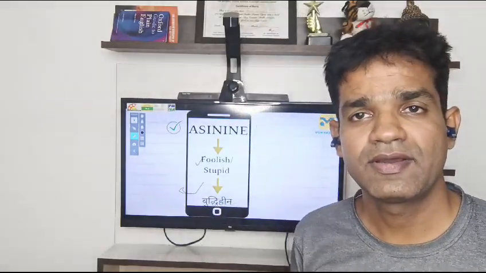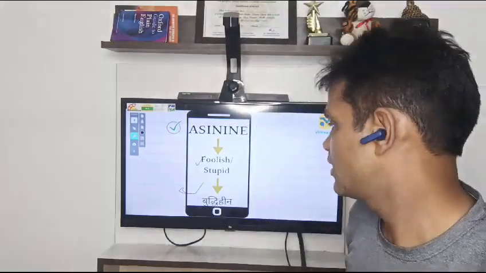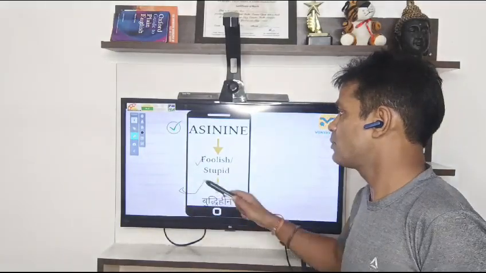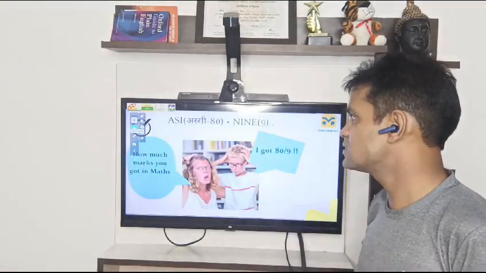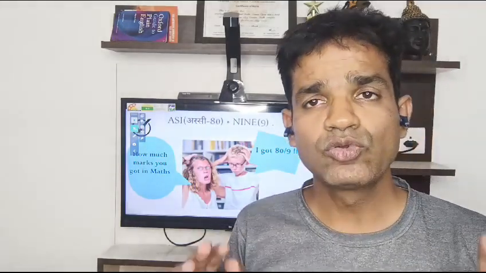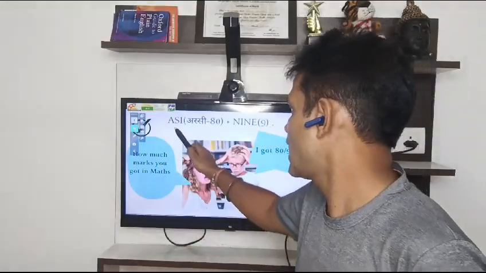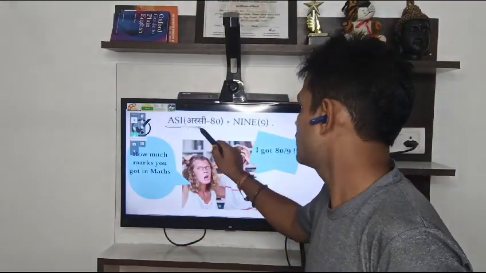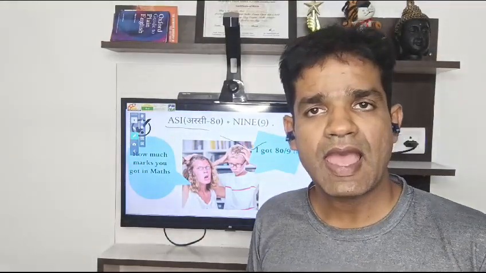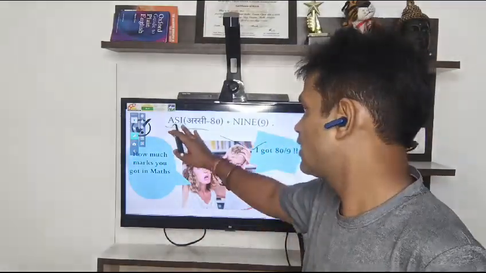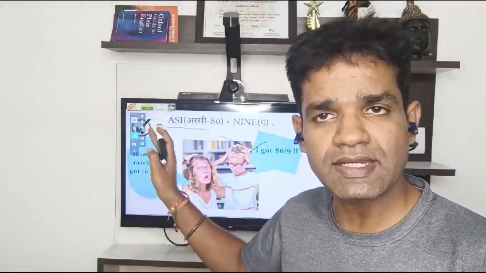Now, the most important thing. What is the technique to remember the meaning of this word? So the technique is कि हम asinine को दो words में divide करेंगे. One is ASI and the other word is 9, right? ASI sounds like 80 which is 80 in Hindi, and 9 is 9, right?